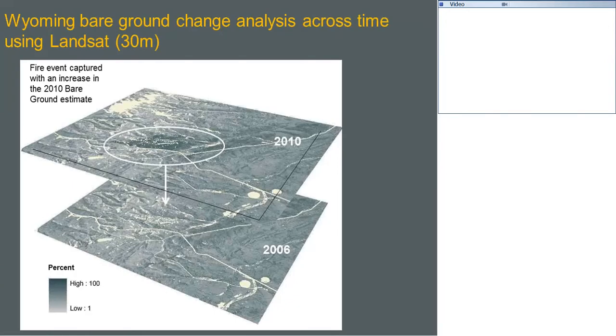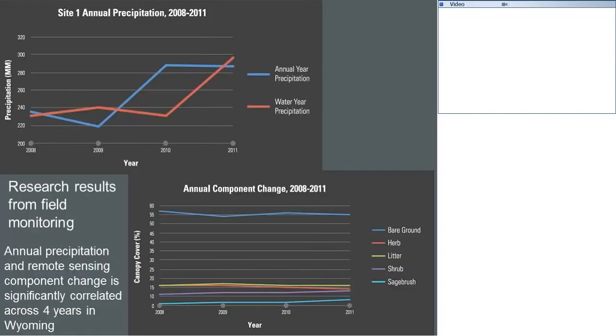So when you think about this from a monitoring standpoint, from a very simple standpoint, there's two different years. 2006, a fire occurs between 06 and 10. This is a bare ground estimate. The more color you have here, the higher proportion of bare ground. And we can pick the fire up with a bare ground estimate. More importantly, for every 30-meter cell, we can quantify exactly what the bare ground is, okay? So that's how this stuff starts to work across time.